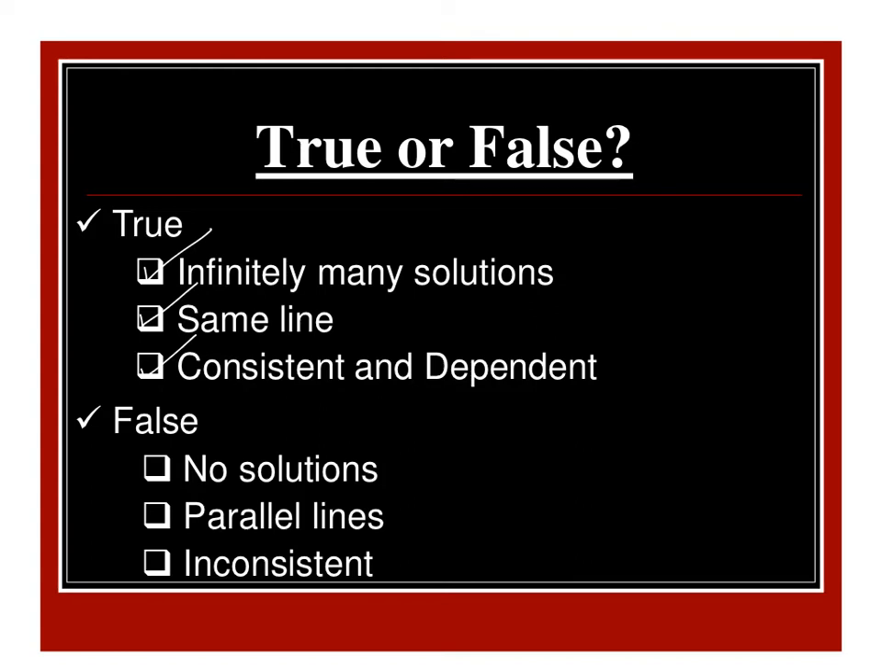If I had got a false statement when I solved it, like 2 equal to 0, well, 2 does not equal 0, so that's a false statement. So whenever you get a false statement, that means there are no solutions. If you graph them, you have parallel lines. And parallel lines, no solutions, means an inconsistent system.